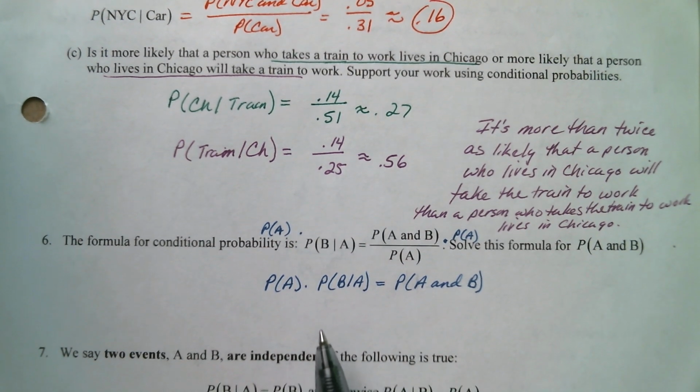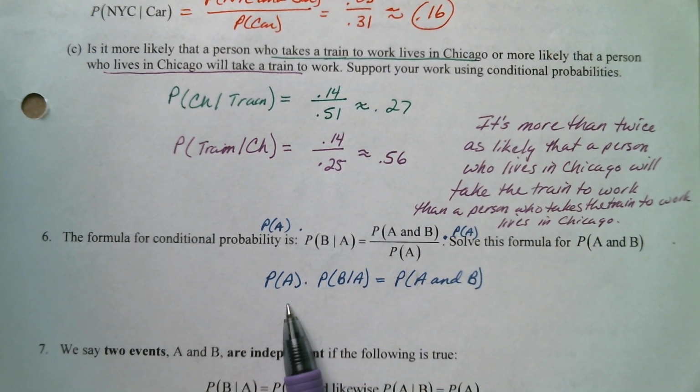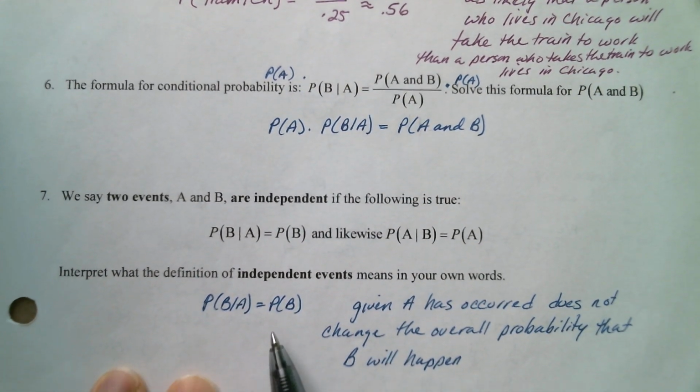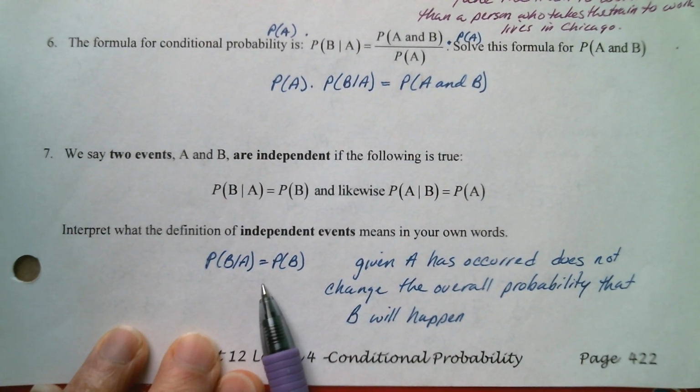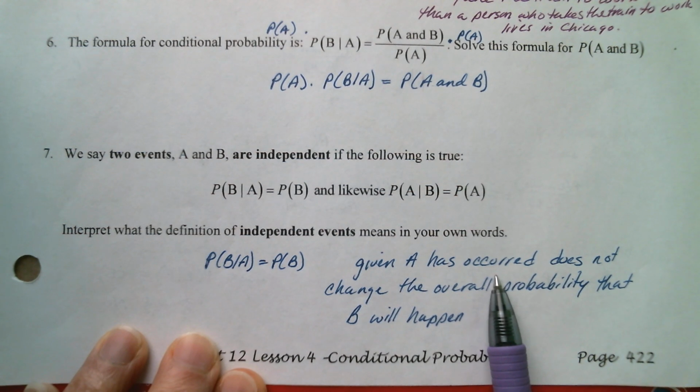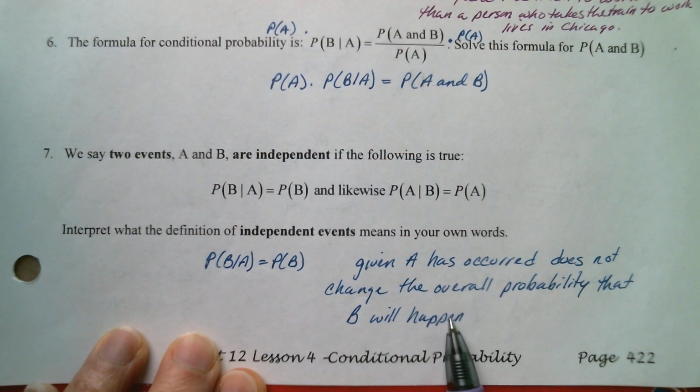Number 6, the probability of A times the probability of B given A is equal to the probability of A and B. Number 7, the probability of B given A equals the probability of B. So given A has occurred does not change the overall probability that B will happen.